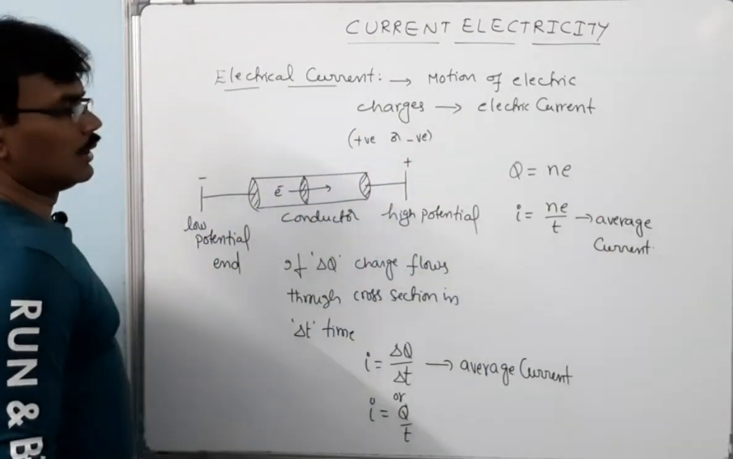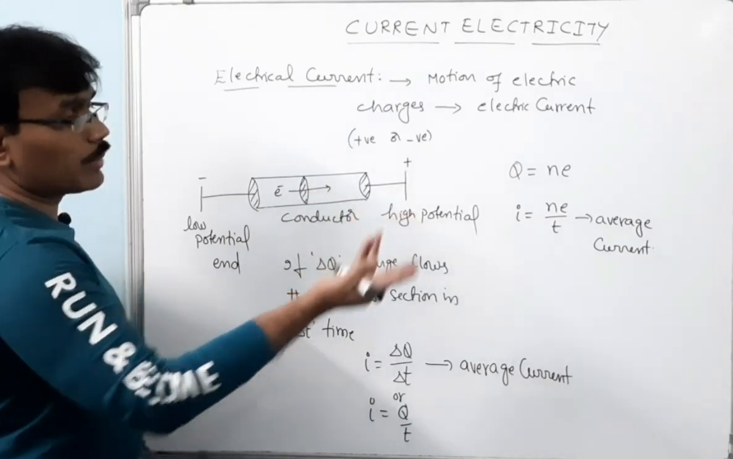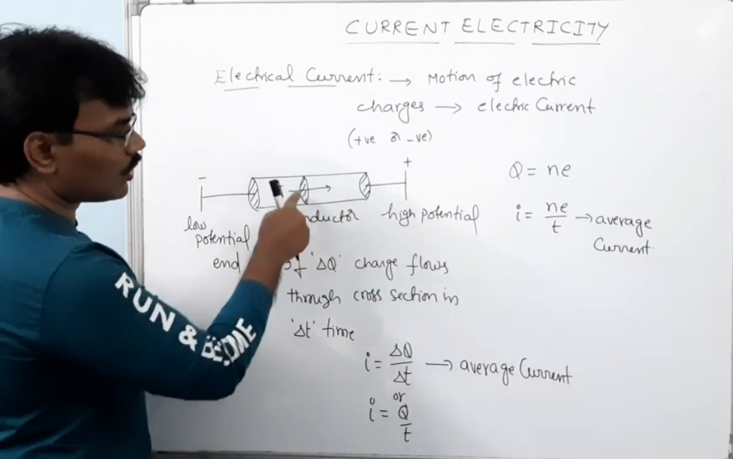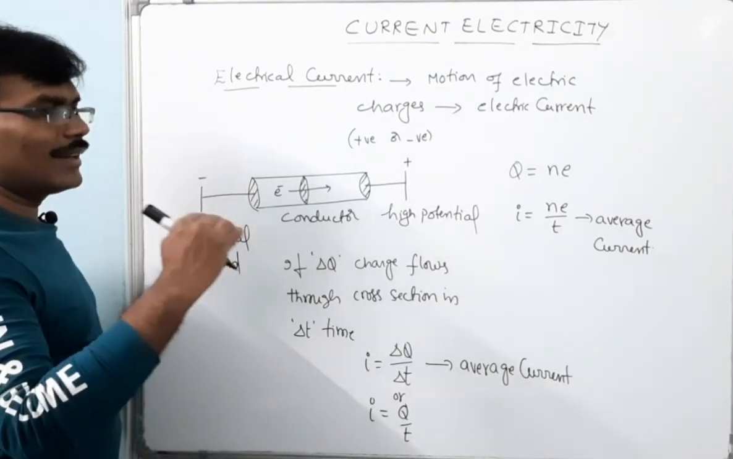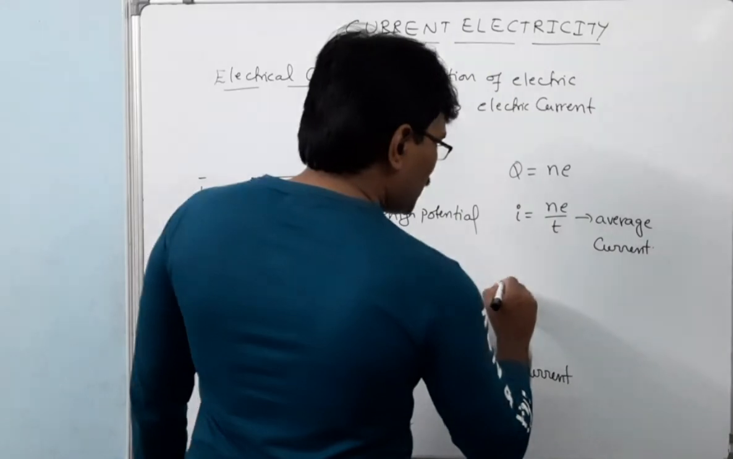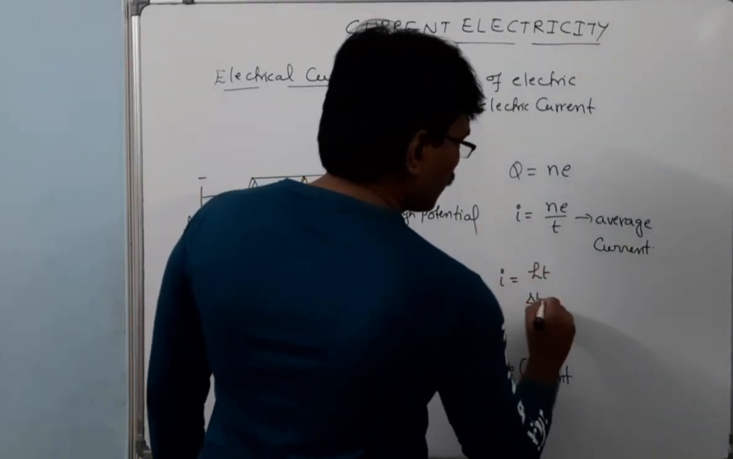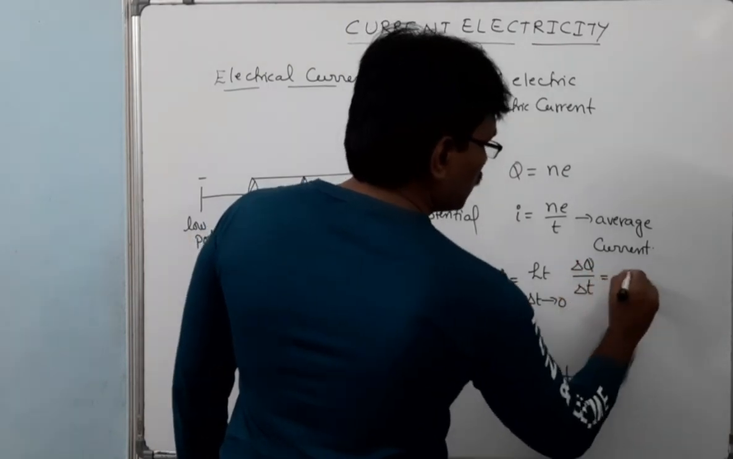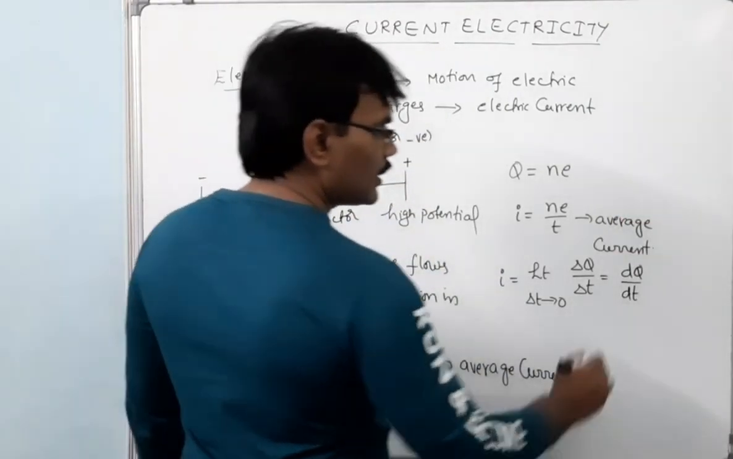Suppose the charge flowing through the cross section is changing with respect to time. A constant amount of charge is not flowing; a variable amount of charge is crossing a given cross section. Then how do we find the current? That is called instantaneous current. It is defined as the limit as delta t tends to 0 of delta q upon delta t, or simply the rate of flow of charge. That is called instantaneous electrical current.